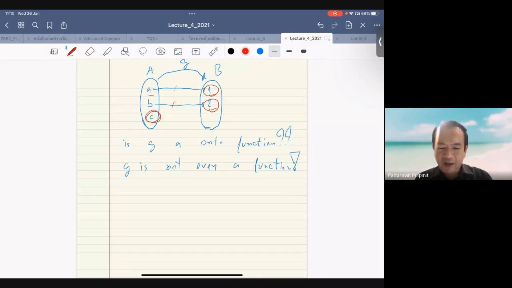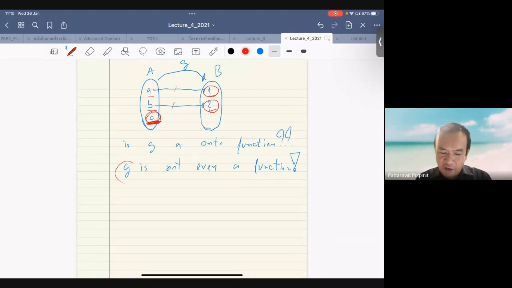So A is mapped, okay. B is mapped, but C, you can see C, is not mapped. It's not linked to anyone in set B, right? So C is not mapped, so G is not even a function. So to add, is G an onto function? No, it's not. It's not a function.